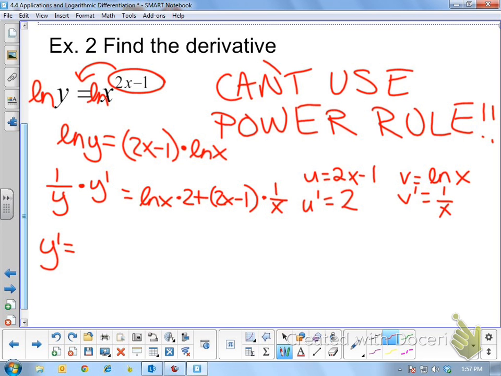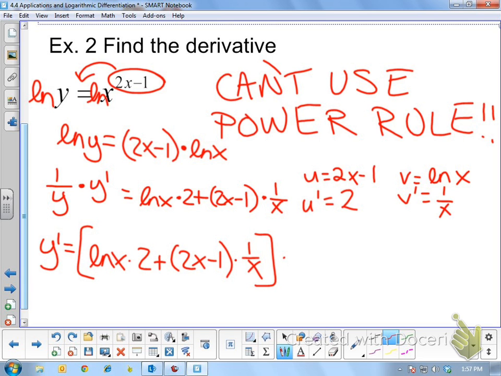That whole thing divided by 1 over y. And what's the whole thing divided by 1 over y? What's another way to think of dividing by 1 over y? Times by y. So we have this whole thing, ln x times 2 plus 2x minus 1 times 1 over x. We could do a little simplification there if you felt like it. Times y.